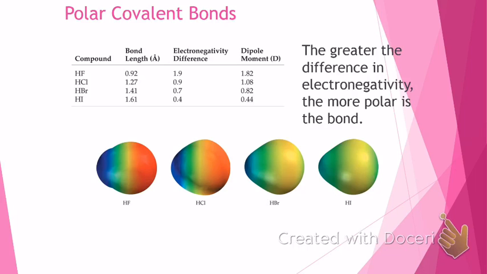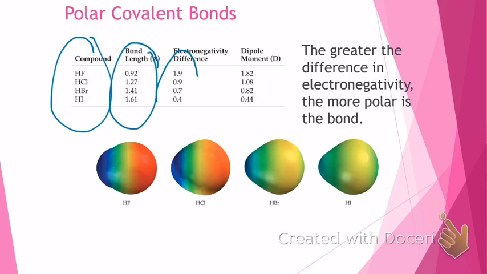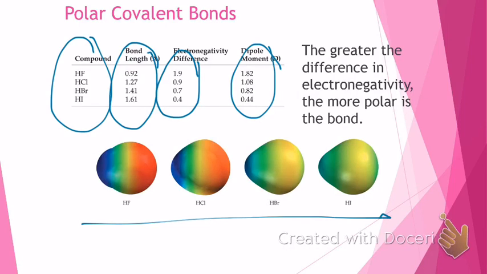You can see here where as you go down the periodic table, we have the different acids. And if you remember from chapter 2, hydrochloric, hydrobromic, and hydroiodic are strong acids. Hydrofluoric is not. You can see that the bond length increases as you go down the periodic table, and that's because the electronegativity difference decreases. And so the dipole moment decreases as we go down the periodic table. And they show that in these colors here.